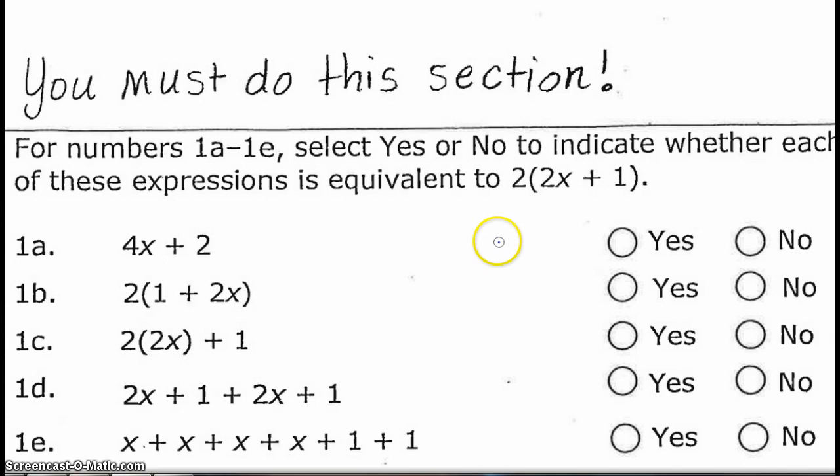Now the last one I wanted to go over with you, you're going to be doing the whole worksheet, but the last one I wanted to go over with you is this one on the back. So we're looking for equivalent expressions. So let's see, 2 times 2x, I know that's 4x using my claw. 2 times 1, that's 2. So what I'm looking at here is 4x plus 2. So obviously this one I'd fill in, yes.